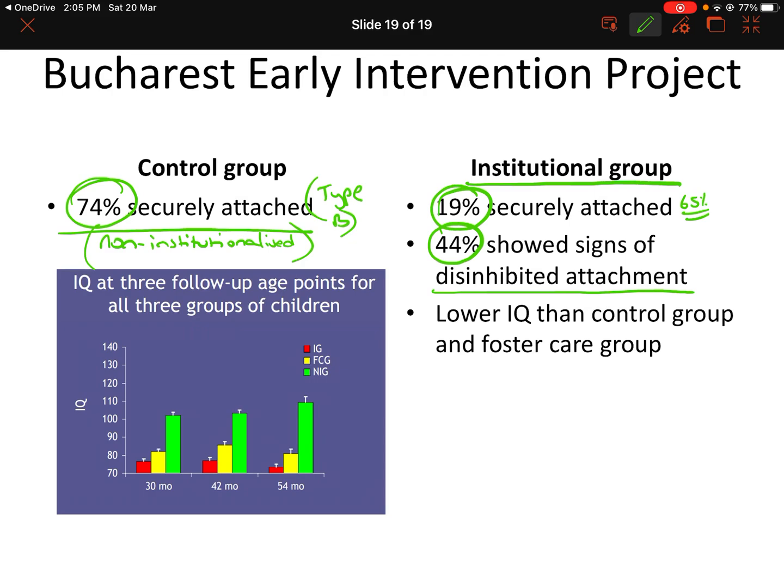And when we compare the institutionalised group to the control group and the foster care group, we can see that they've got lower IQ. And so here we can see the institutionalised group, the foster care group, and the control group here. So at 30 months, this is the IQ differences, and these continue at 42 and 54 months. And so here we can see drastic differences in IQ between those who were randomly assigned to institutionalised care or foster care. So why is this so important?